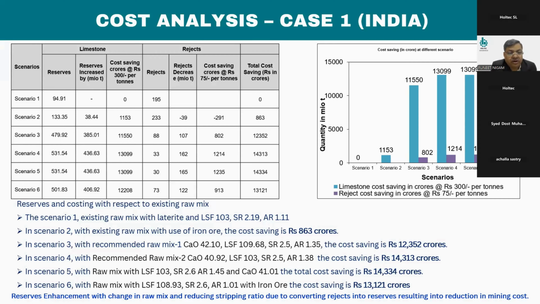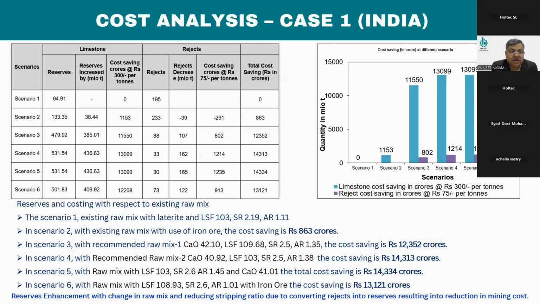I have given these 6 scenarios, and the plant people say that some of the scenarios are not suitable to them. But okay, we remove those. Then we still have other scenarios, so whichever is the best scenario can be achieved. In the first scenario we have given LSF 103, silica minus 2.1.95, so we have reserves of only 94 million tons.